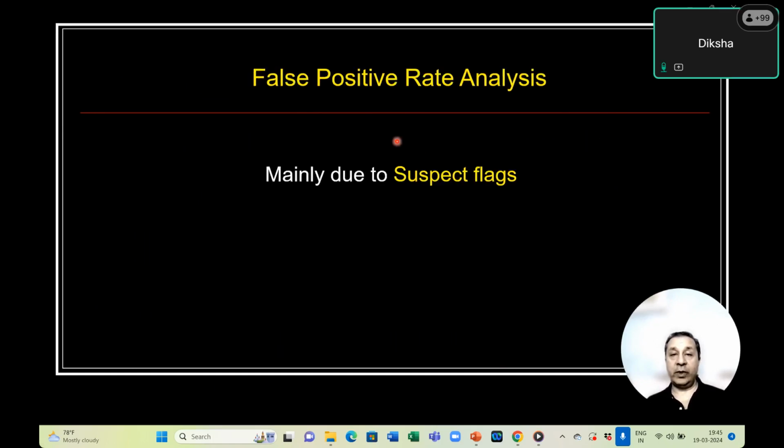If you look at the false positive rate analysis in our case, it was primarily due to suspect flags, and obviously that meant that we needed to realign the flagging thresholds which we had set up in our analyzer.